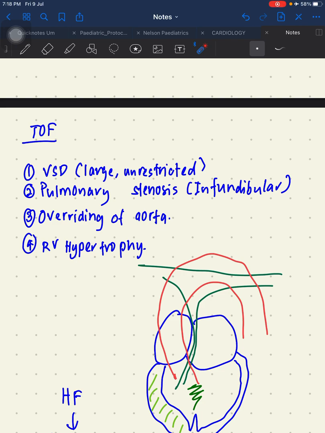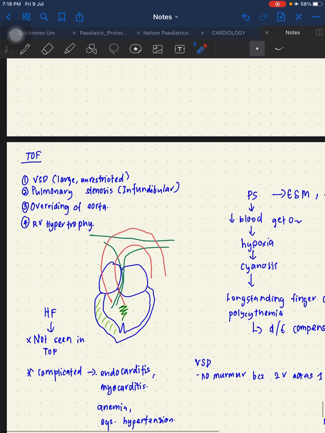Unrestricted means there is no restriction of blood flow between the right and the left ventricle, like it is acting as one chamber. Second is pulmonary stenosis, which can also be called pulmonary infundibular stenosis. Third is overriding aorta. Fourth is right ventricular hypertrophy.